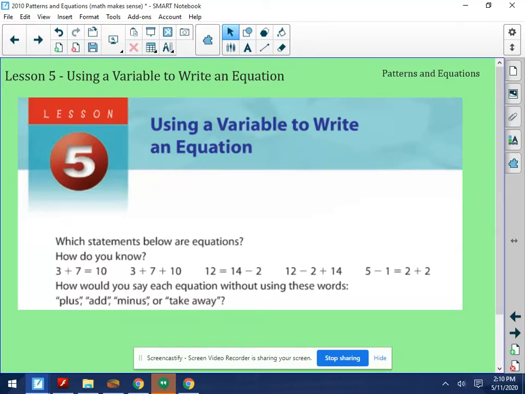Okay, boys and girls, today we start the next lesson in our patterns unit. This is lesson 4. And in lesson 4, we're going to be using a variable to write an equation. Now, this will start to look a wee bit tricky, but it's not.